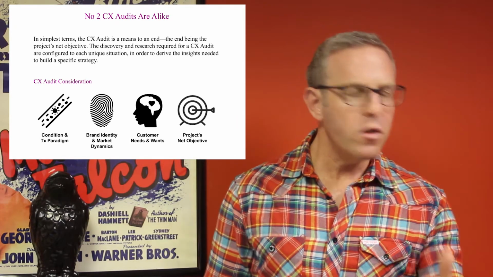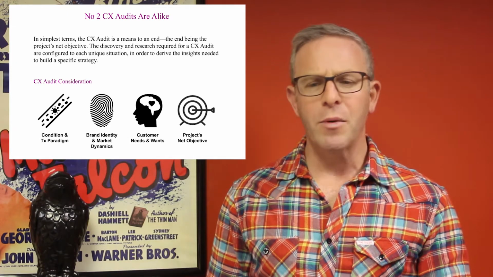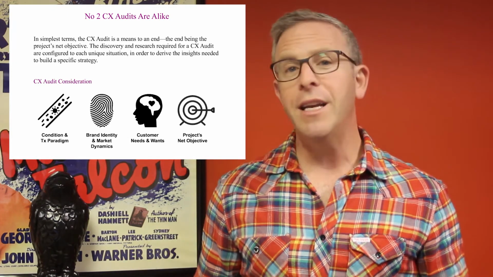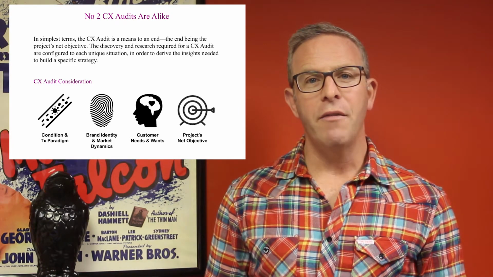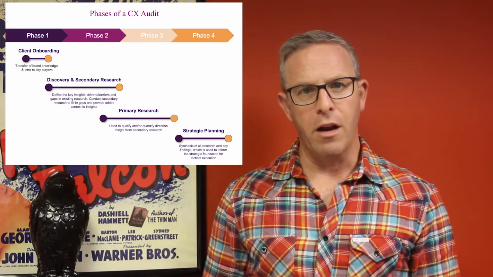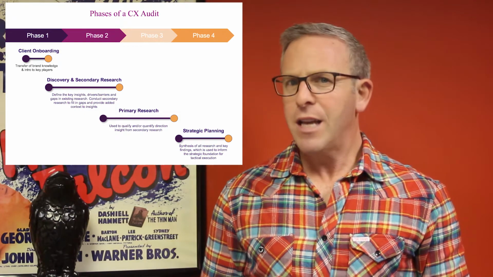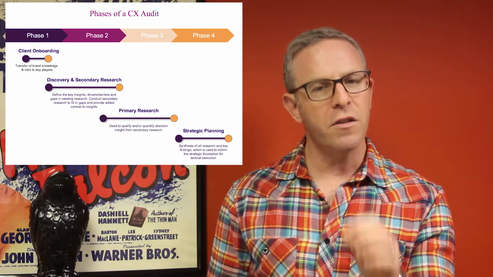The first thing that we take a look at are conditions and prescription paradigms. We take a look at brand identity and market dynamics. We take a look at customer needs and wants, both emotional and functional. And we take a look at, obviously, the original strategies. From a phase approach, there is one. There's a certain amount of client onboarding that goes on with us as a company to you as a brand. That doesn't take a lot of time because immediately we start to jump into the data. It all starts with the data.